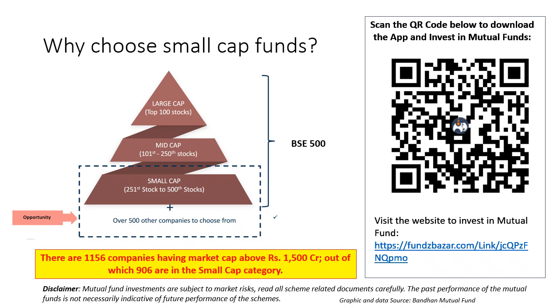When you look at this pyramid, small caps are companies which are ranked 251st and beyond. So basically, these are 250 companies. The index typically means rank 251 to 500, but then there are 500 other companies which are just as good as these companies ranked 251 to 500. So in the market currently, there are approximately 1100 companies that have a market cap above 1500 crores, out of which 906 are in the small cap category. So a majority of companies are over 1500 crores of market cap.